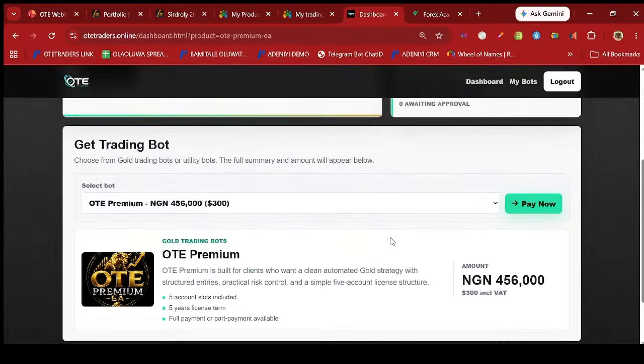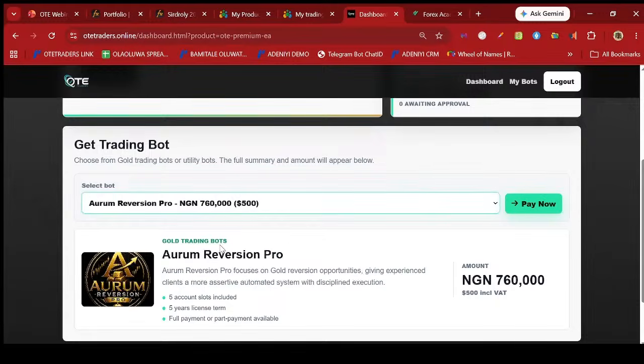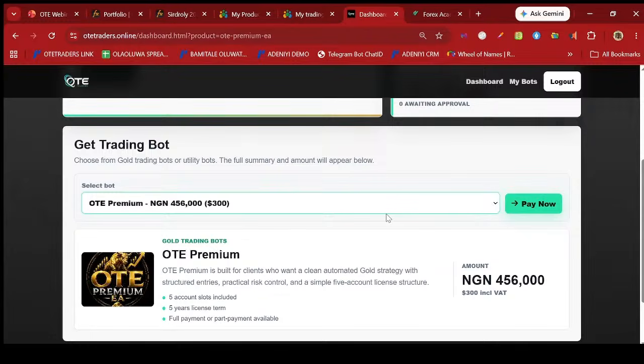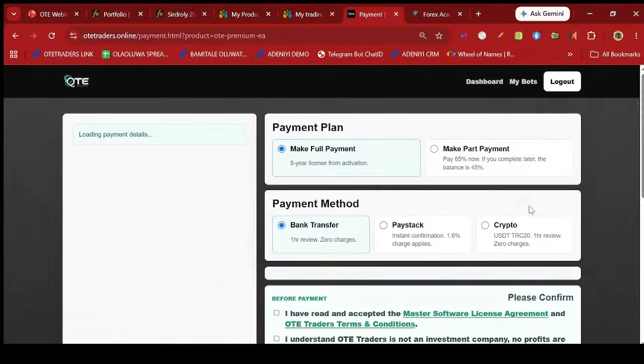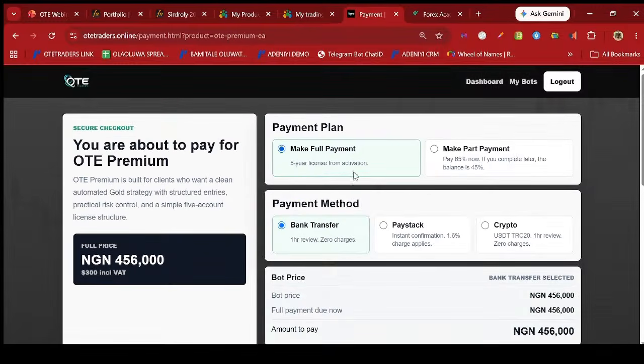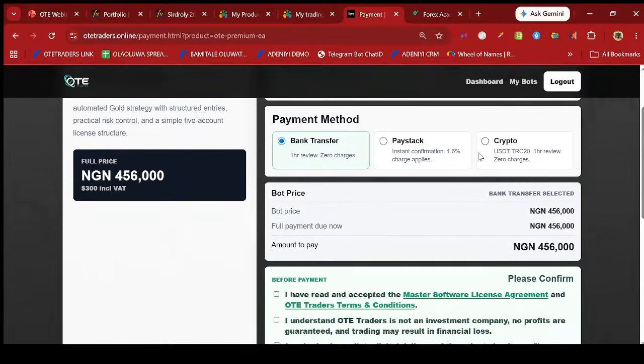So here, once you log in, you can register. Once you register, you can come here to get the trading bot. Let's say you want to get this Orion, you can click this place. If you want to get Orion version Pro, you click. You can get this bot anywhere. Let's just try the OT Premium. You click on Pay Now. So you can make full payment. You can pay with bank, you can pay with Paystack, you can pay with crypto.